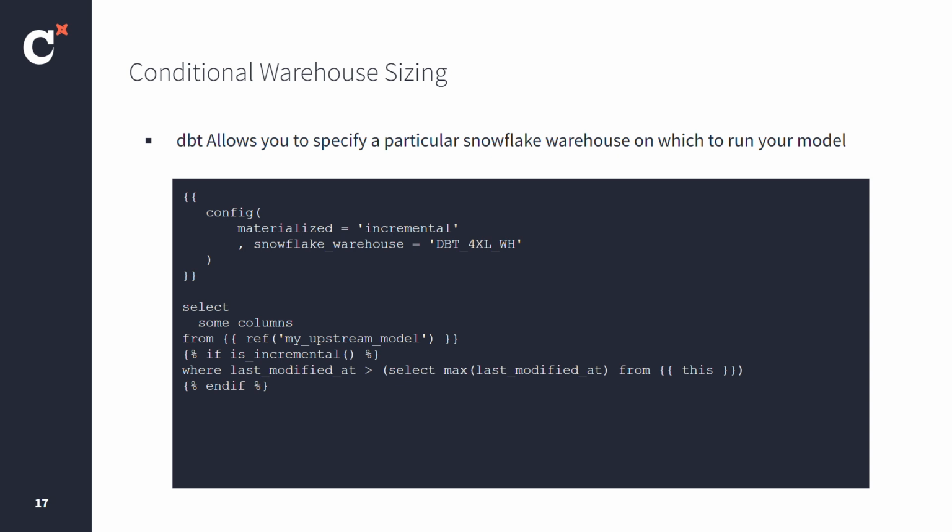But the problem is that in dbt, natively, you can only specify one warehouse per model, which means either you're going to pick a very big warehouse that's appropriately sized for your full refreshes, which means then on all your incremental builds, you're just wasting a bunch of resources that you're not actually using, or you're going to pick a very small warehouse that's more appropriately sized for your incremental builds, and then when you fully refresh it, it takes like 12 hours, which is also not ideal.